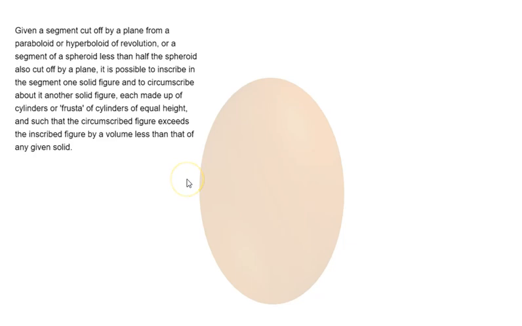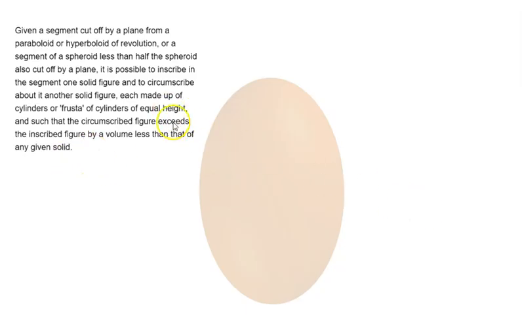Let us look at proposition number 19 and 20 of the works of Archimedes, specifically from On Conoids and Spheroids. The proposition says: given a segment cut off by a plane from a paraboloid or hyperboloid of revolution, or a segment of a spheroid less than half the spheroid, also cut off by a plane, it is possible to inscribe in the segment one solid figure and to circumscribe about it another solid figure, each made up of cylinders or frustums of cylinders of equal height, and such that the circumscribed figure exceeds the inscribed figure by a volume less than that of any given solid.